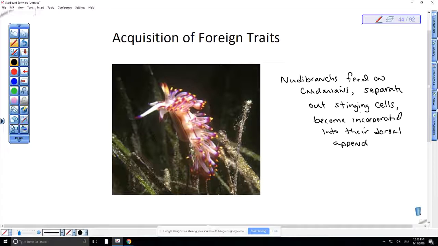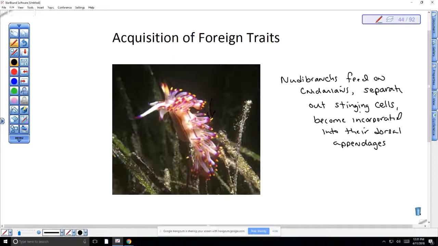So the nudibranchs themselves do not have the genes to produce cnidocytes or stinging cells, but by feeding on them, they somehow sort it out so that those stinging cells do not trigger, so that their barb, their nematocyst, doesn't fly out and paralyze. And then they just incorporate them into their appendages. So if something brushes against their appendages, they get stung. Okay. And so that is a defense mechanism.